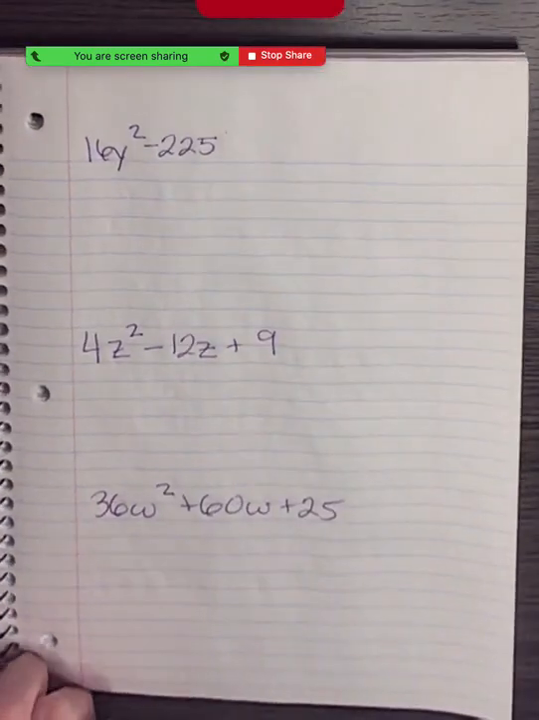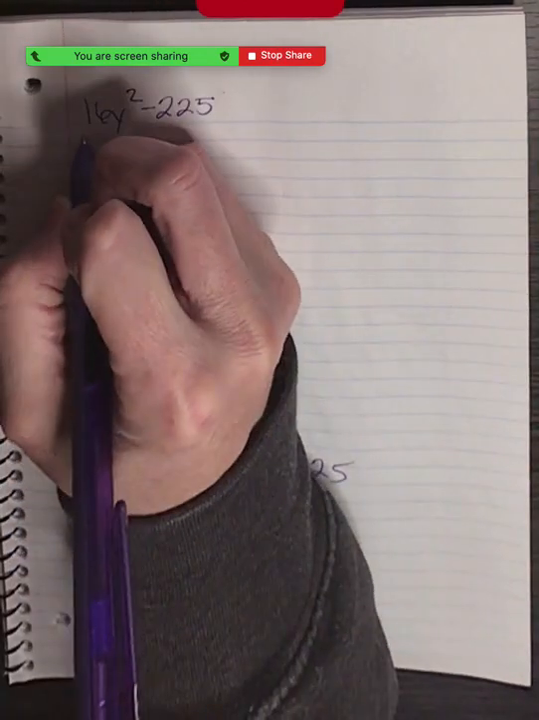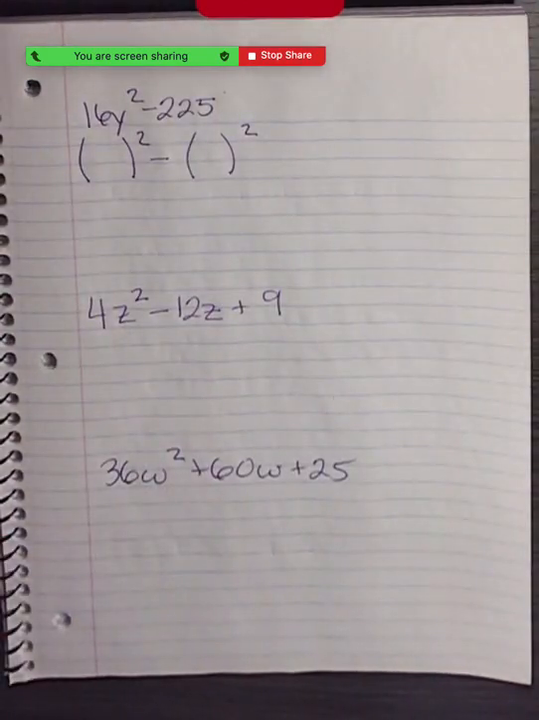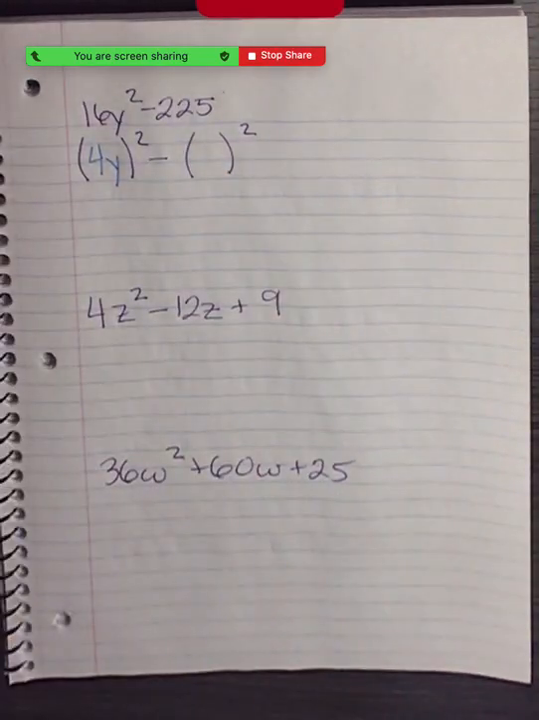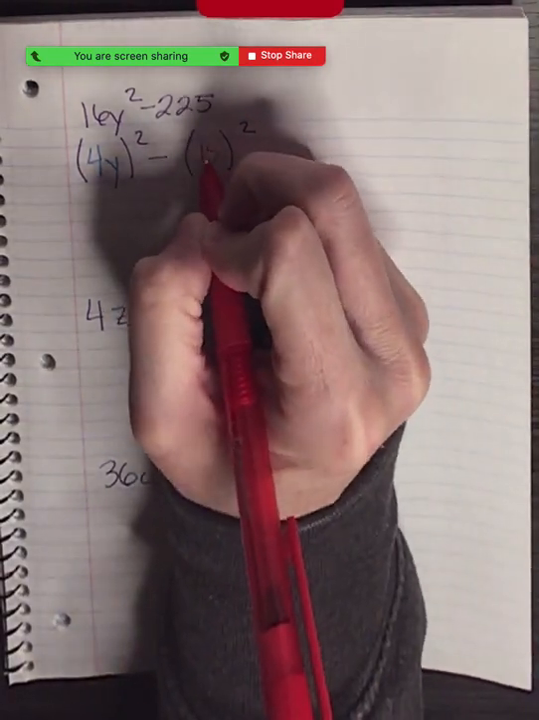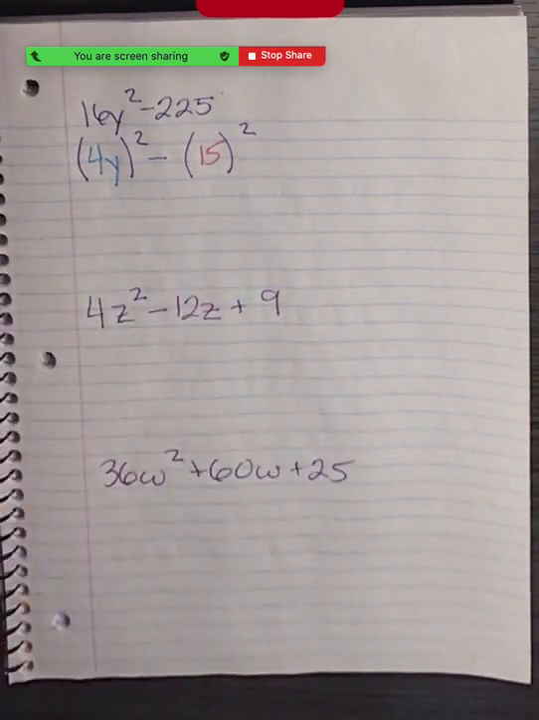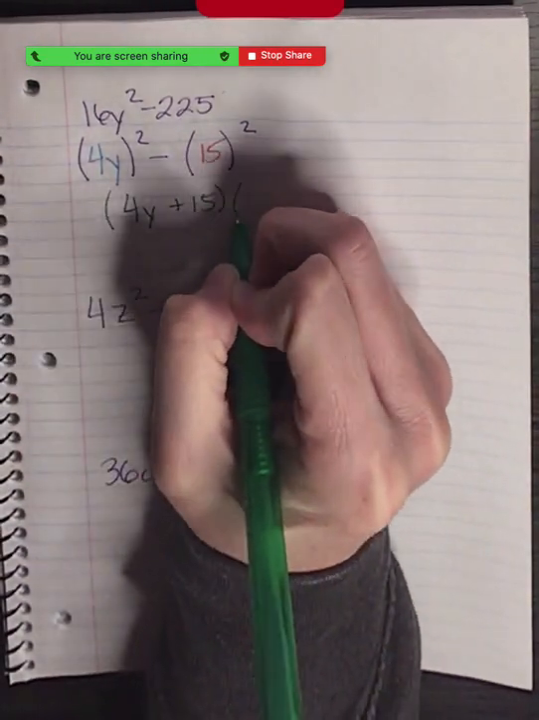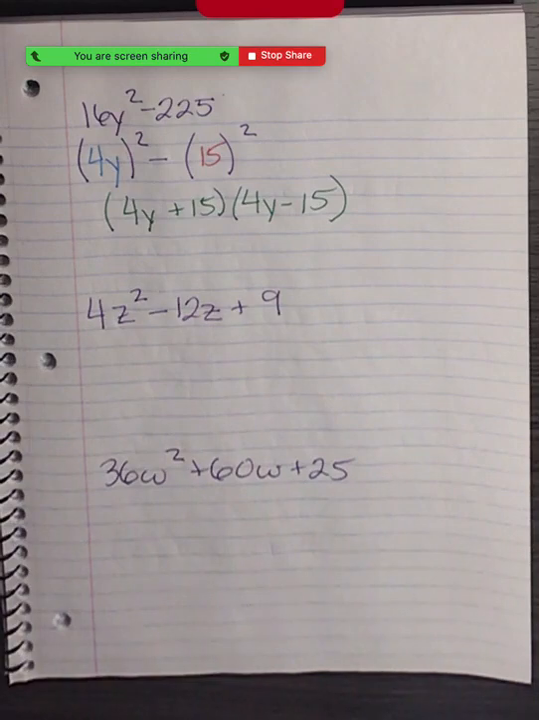Okay, the first one, there's only two terms, so it leads us to believe it's the difference of two squares. So I need to see if I can write them as two quantities squared. So 16y squared, well 16 is just 4 squared, y squared is y squared. So I get 4y quantity squared. 225 is just 15 squared. So I can write it as 4y squared minus 15 squared. So it's a difference of two squares, so it's going to be the first plus the second times the first minus the second. So 4y plus 15 times 4y minus 15.